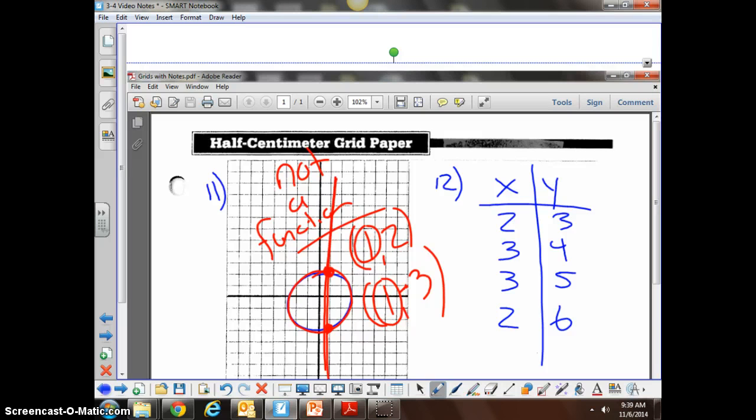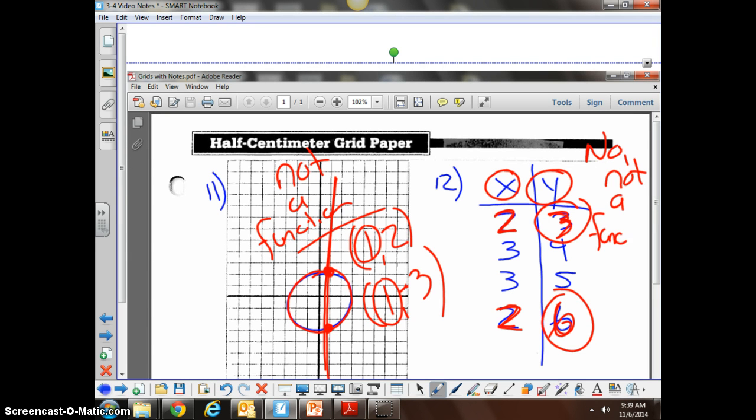Looking at number 12, here are my input values, here are my output values. I have an input of 2, an output of 3. I also have another input of 2 and an output of 6. Because I have an input of 2 and an output of 3 and an input of 2 and an output of 6, I have two different outputs. If I'm just given data, I don't even have to graph it. I can say this is not a function. Again, go back to the definition of a function, and you realize that the input can only have one output. In this case, my input has two outputs. Therefore, it is not a function.